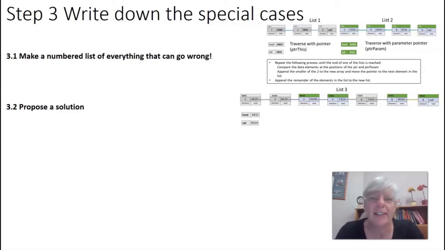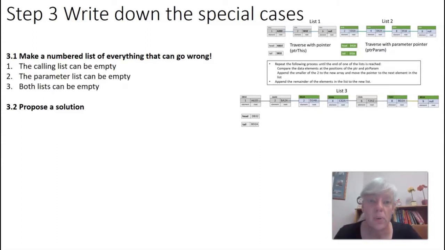As if the general case is not difficult enough, what can go wrong? What are the special cases? I'm merging two lists. I don't think the special cases are so difficult. Can you come up with them? I think one of the lists may be empty. The calling list may be empty, or the parameter list may be empty. Or indeed, both lists may be empty. So what must we return if the calling list is empty?